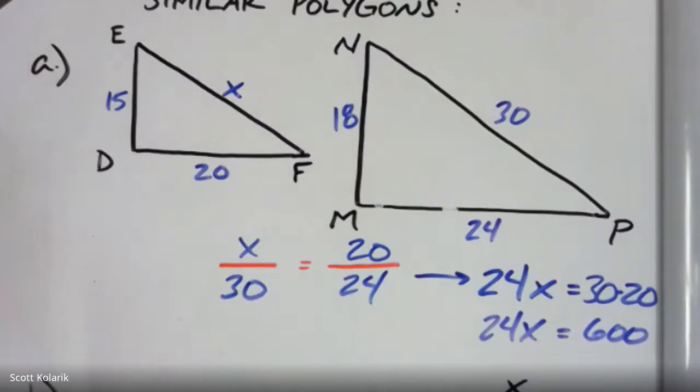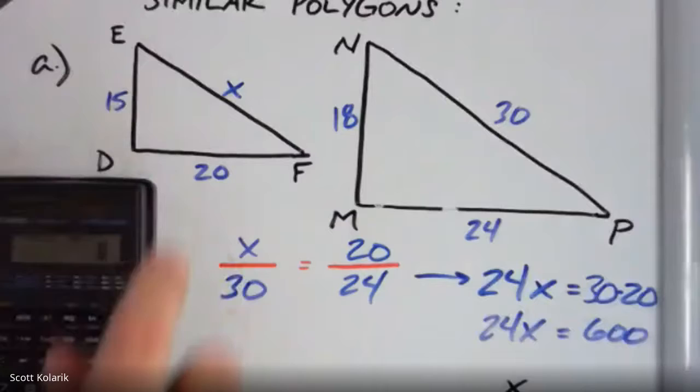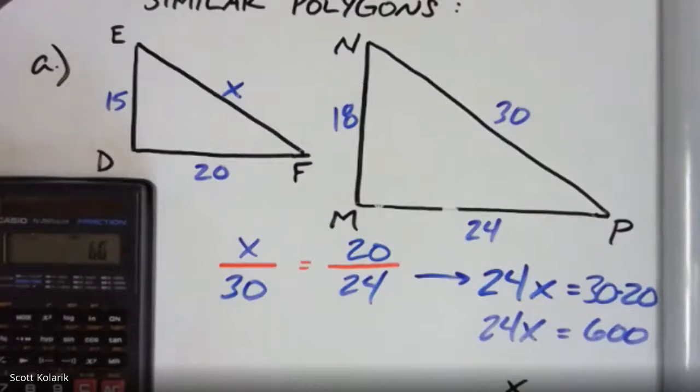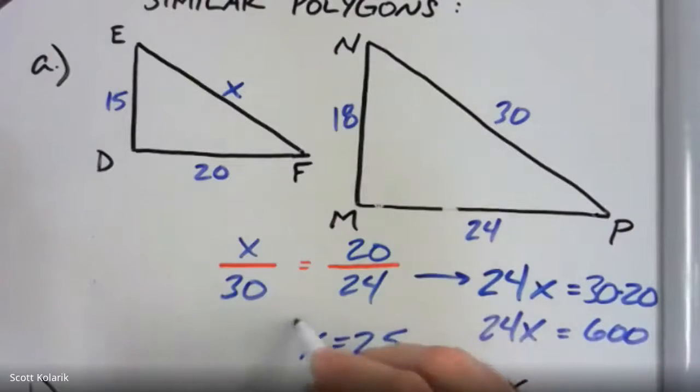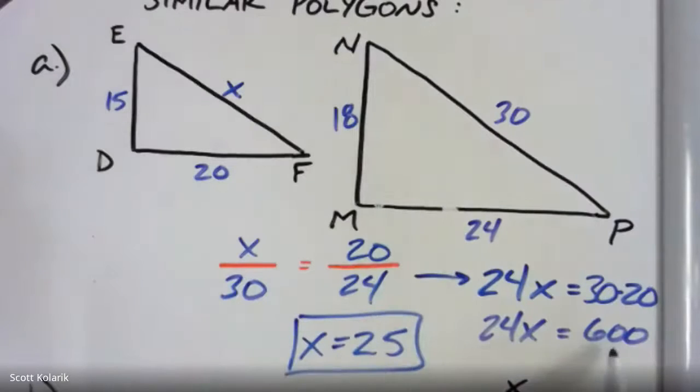Don't be a hero here. Feel free to use calculators. So using a calculator, that 600 divided by 24 gives me 25. So x has to be 25. Ran out of room here, so let me throw this over here. X is 25. And that's, again, done by dividing both sides right there.